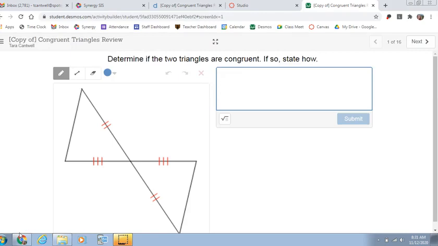Okay, so we have several problems here. Determine if the triangles are congruent. If so, state how. So when we look at this first picture right here, then we see that we have a side and a side of this triangle, congruent to a side and a side of this one. And we look at the picture, we can tell that our vertical angles right here are congruent. So that's an angle. And so these triangles are congruent by side, angle, side.